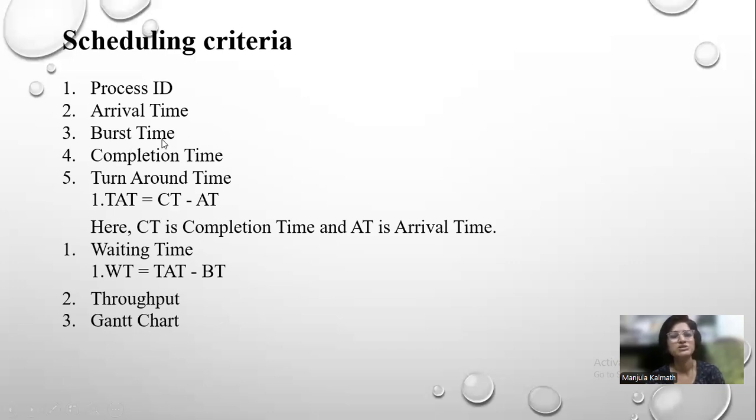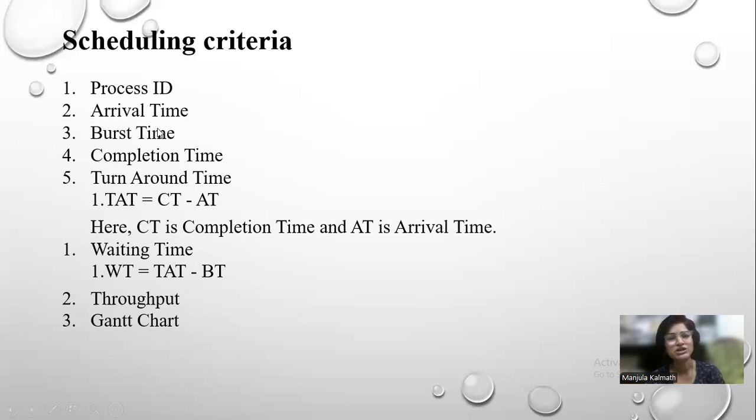Next one is burst time. Burst time means, for each process, how much time it will take to complete execution. Suppose we have P1. P1 requires 5 units from the processor to complete its execution. P2 requires 8 units to complete its execution. Like that, it is how much time a particular process takes to complete execution without waiting, without delay.